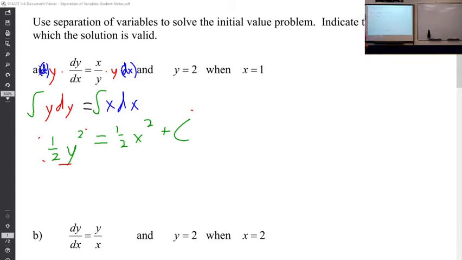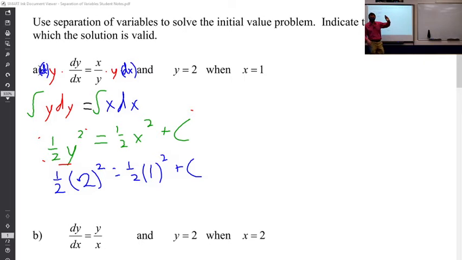So going from here, if I were to plug in to solve for c, then I would say, well, 1/2 times y, which is 2, squared equals 1/2 times x, which is 1, squared plus c. It's going to look slightly different, but the final answer is going to be the same. So watch what happens. 2 squared is 4. Half of 4 is 2. 1/2 times 1 is 1/2 plus c. And so c is 3/2.